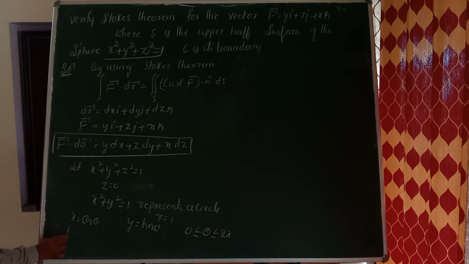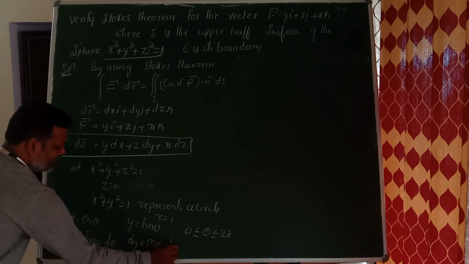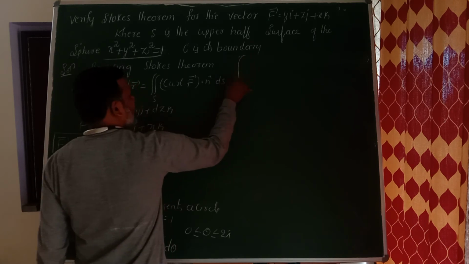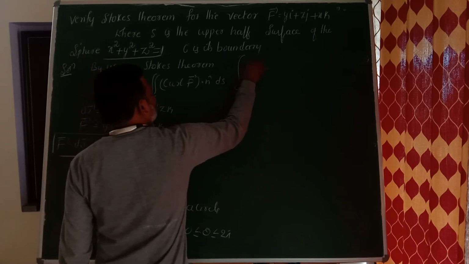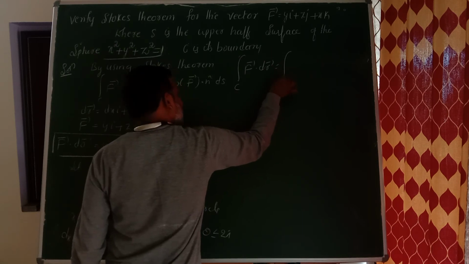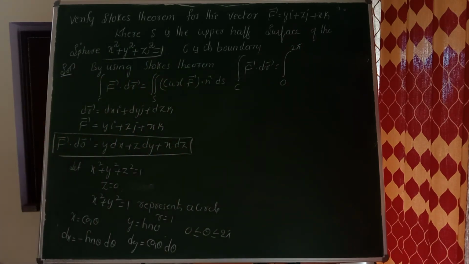So now differentiate this. dx is equal to minus sin theta d theta, and dy is equal to cos theta d theta. Just find out the LHS part here. What is the LHS part? A line integral over C of F dot dr, that is equal to the line integral over C. C is nothing but 0 to 2 pi here. Okay, the boundary condition 0 to 2 pi.